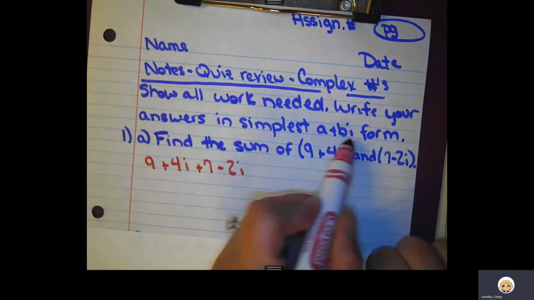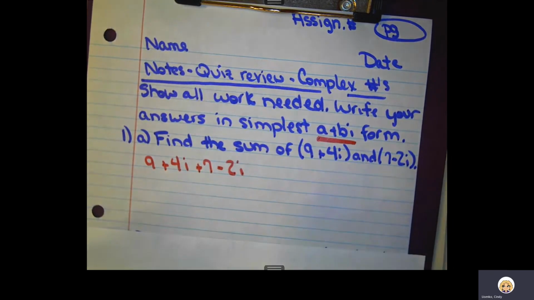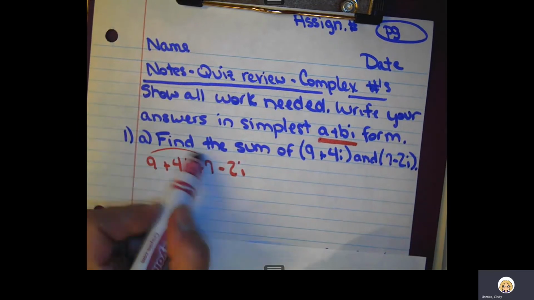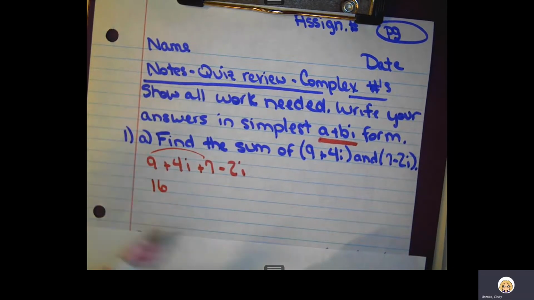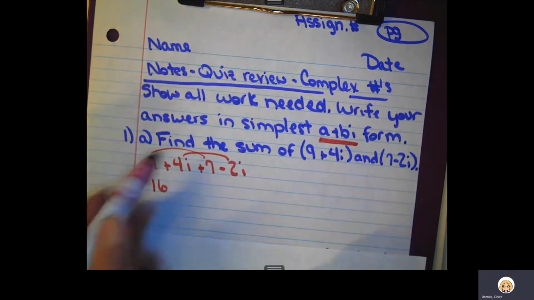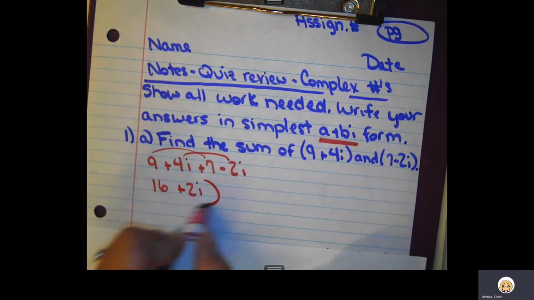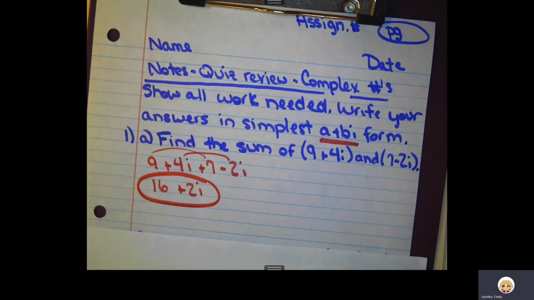So remember, a plus bi form means the real part goes first. The real is the numbers without letters. So 9 plus 7 is 16. If I add the imaginary parts, that's the terms with the i. 4i minus 2i is a positive 2i. So there's the answer to number 1.